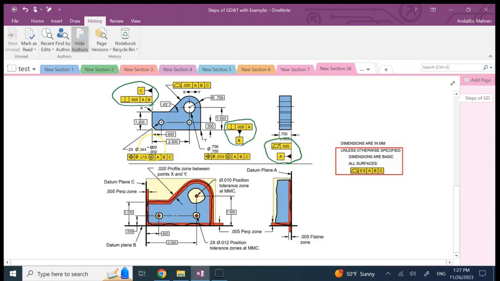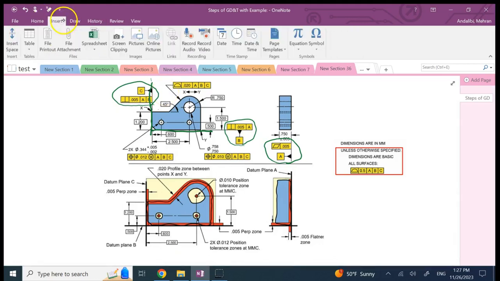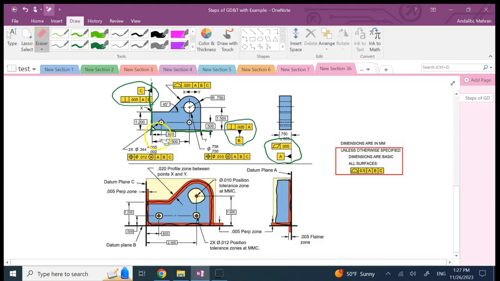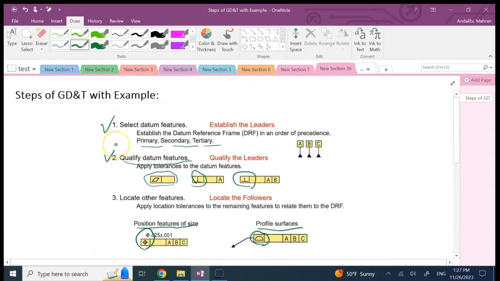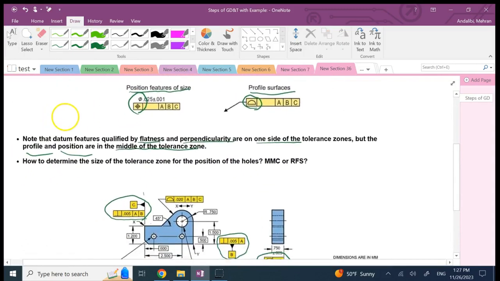And the reason we chose them is because this object has contact with all of those three surfaces, okay? So this object has a contact here with the object it is assembled to. It has a contact here, and it's also sitting with the back surface on that object, okay? So the first and the second step is to identify your datums and qualify them. So here we've gone through steps 1 and 2.